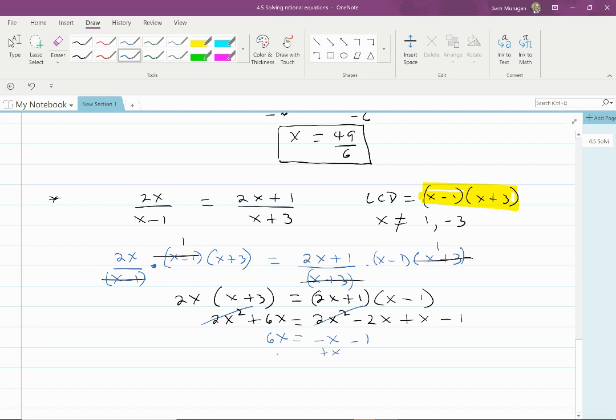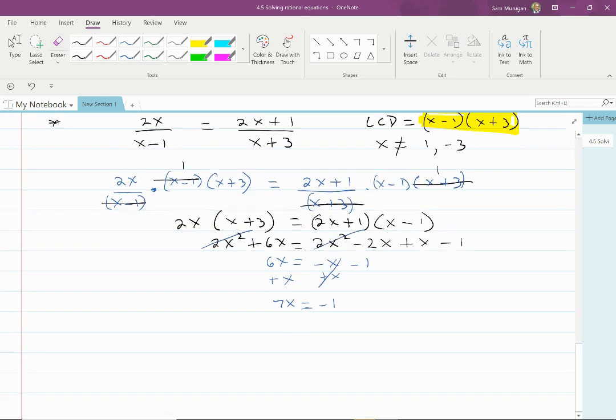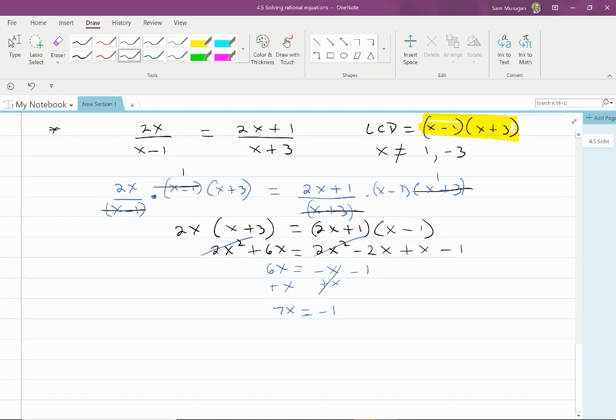Add x to both sides to give 7x is equal to negative 1. And then divide both sides by 7 to give x is equal to negative 1 over 7.